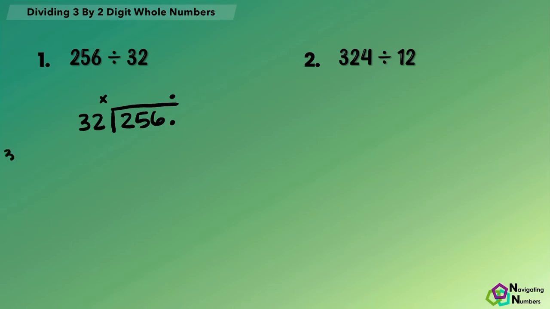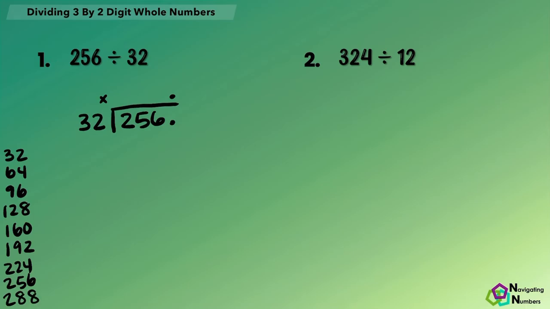So we have 32 times 1, 32 times 2, times 3, times 4, times 5, times 6, times 7, times 8, and times 9. Okay, let's begin.